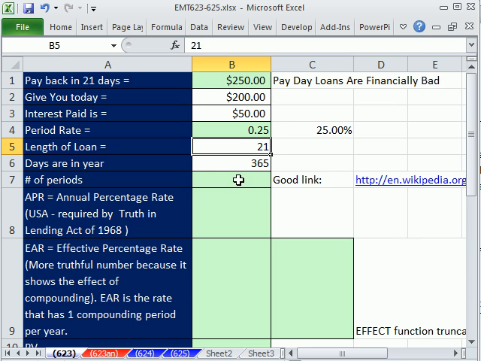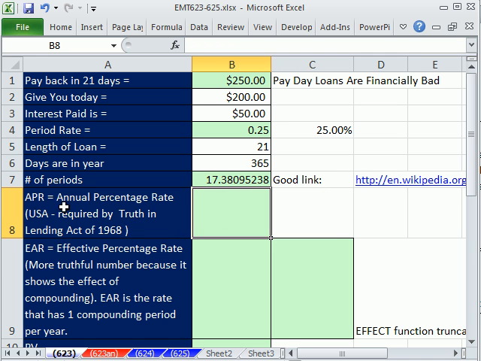So the first thing we have to do is, since the rate is for 21 days and we need to get to annual, we need to figure out how many 3-week periods there are in 1 year. I'm going to say equals the whole year in days divided by the number of days for this rate period. That says how many, so we have 17.38 periods. So in 1 year, that's how many 3-week periods there are in a year.